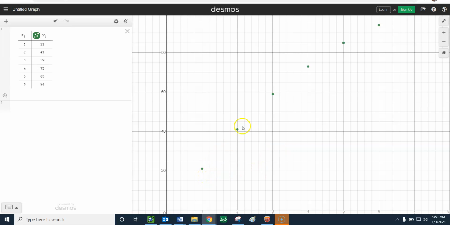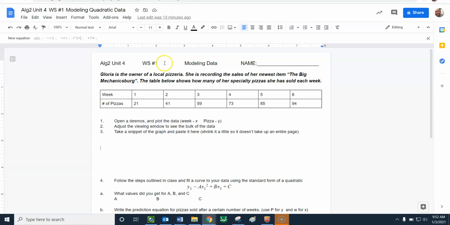And we can start to see what starts to look like a quadratic. I think it's going to start turning around here. We won't know for sure till we fit the data. So let's go back to our worksheet. See what it says. Open our Desmos, plot the data.